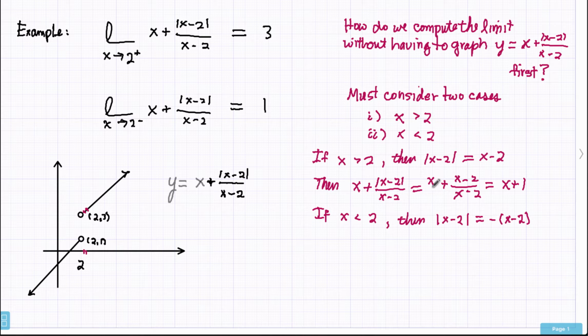If x is less than 2, then that means that x minus 2 is going to be negative. When I take the absolute value of that, I need to change the sign from negative to positive, and I can do that with a formula like this one. As a consequence, when x is less than 2, our expression here can be simplified by noticing that x minus 2 can be replaced by minus the quantity x minus 2. And then when we do the division, this part becomes minus 1.